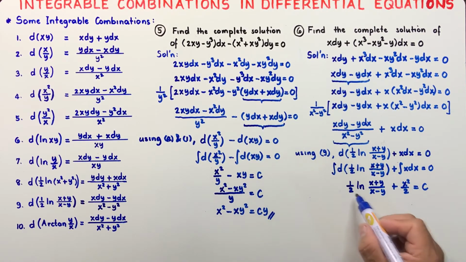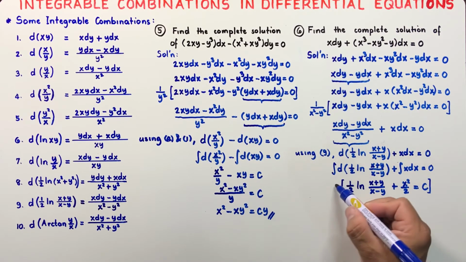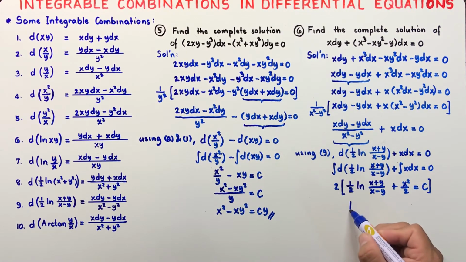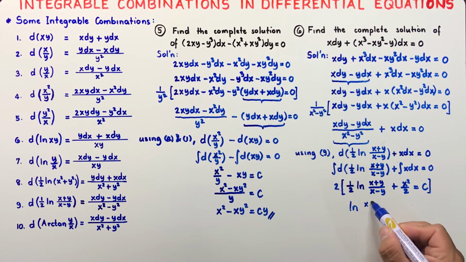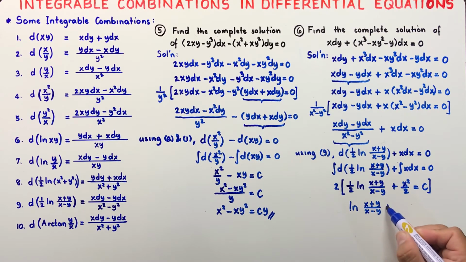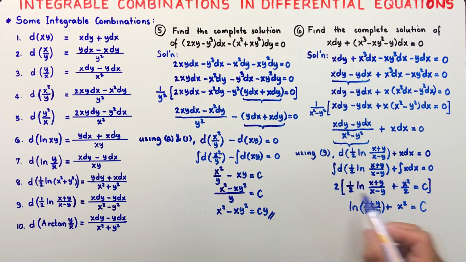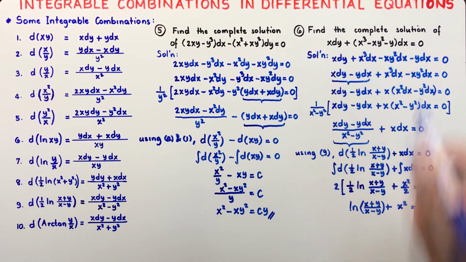Now, to eliminate these 2s here in the denominator, we need to multiply both sides of the equation by 2. So we have the natural log of x plus y divided by x minus y plus x squared there. This is equal to the constant of integration big C, because 2 times c is still a constant. And this is our solution to the given differential equation.